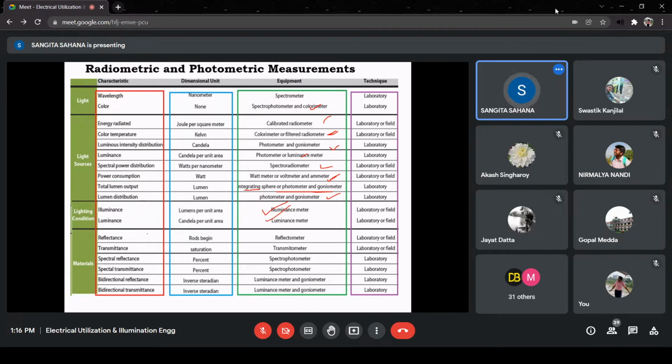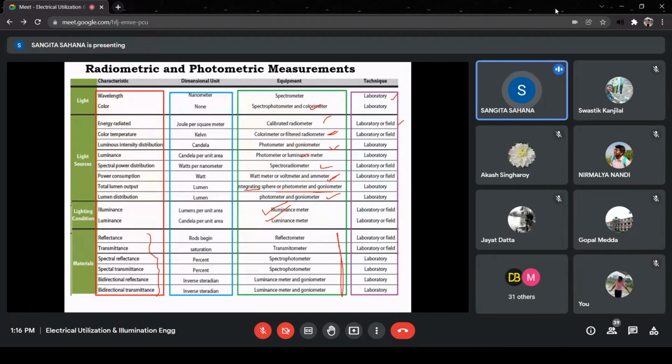Then these are other properties of the materials like reflectance, transmittance, etc. So these are the meters. Now here you can see a few are written as laboratory and a few can be measured in the field.